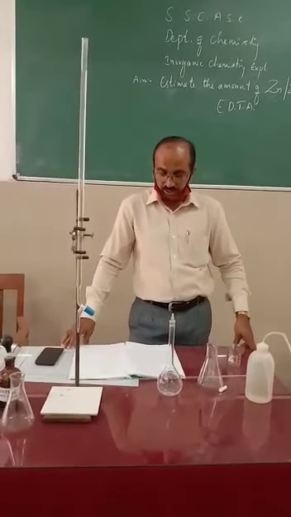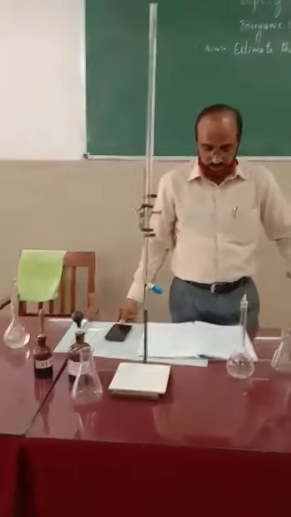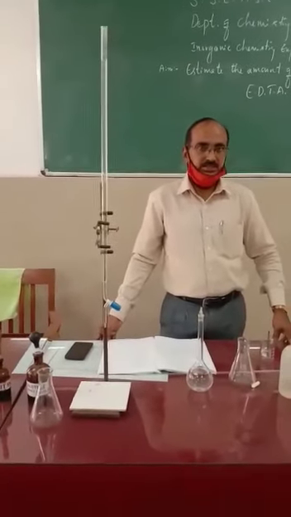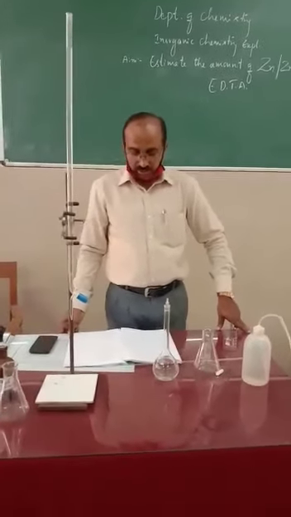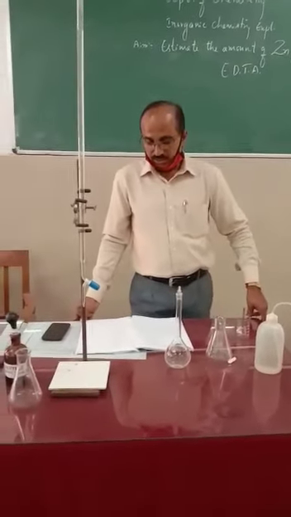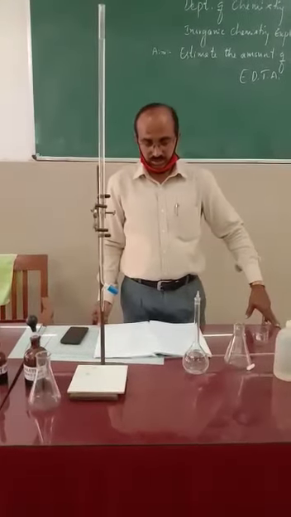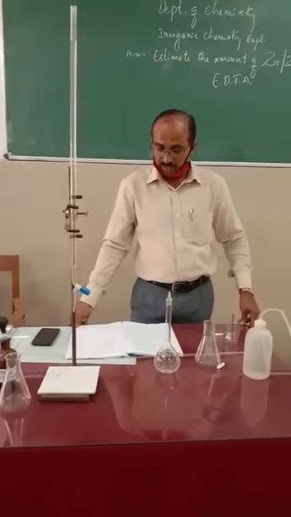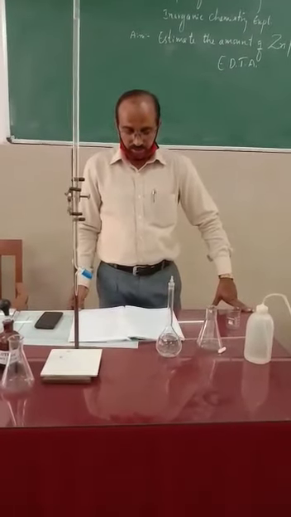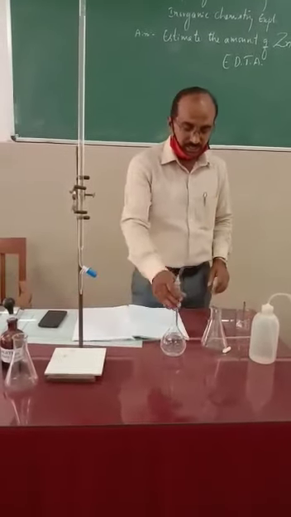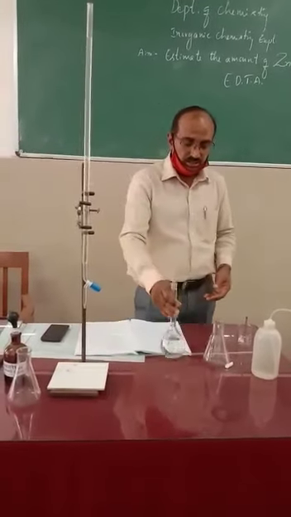All of you know the calculation of the first part, using the formula: molarity of the zinc sulfate is equal to weight of zinc sulfate taken divided by molecular weight of the zinc sulfate, into 1000 cm cube divided by 250. So that gives the molarity of the zinc sulfate solution. You can calculate it. The value is about 0.05 molar solution.